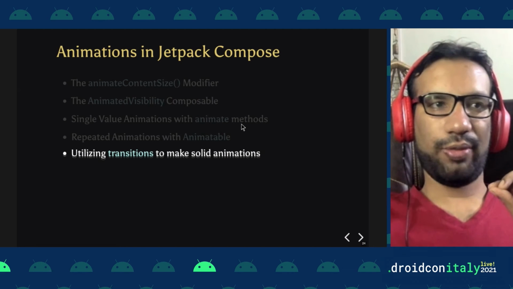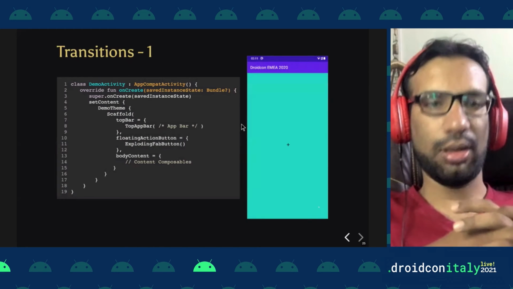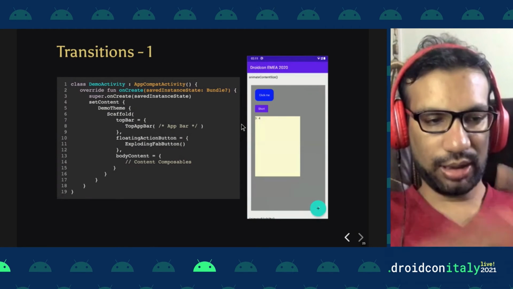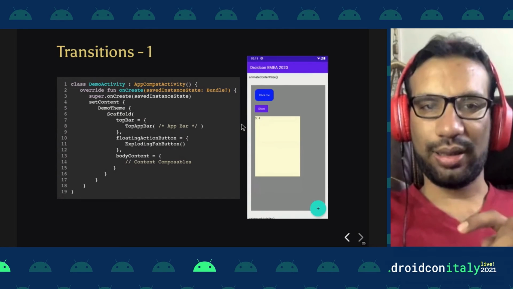Let's see a very common example of a floating button. When you create a floating button, it just expands and fills up the whole screen.